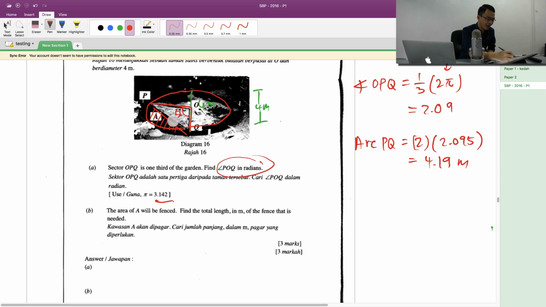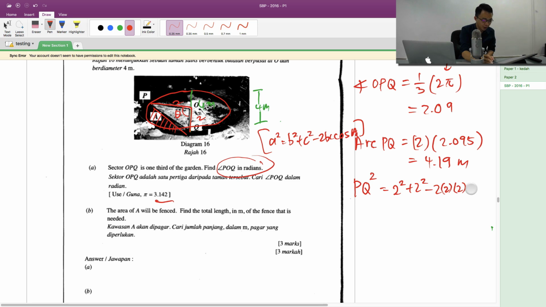And now we have to find the length of PQ. To find the length of PQ, we can use the cosine rule: A squared equals B squared plus C squared minus 2BC cos A. So I can say PQ squared, with sides 2 and 2, equals 2 squared plus 2 squared minus 2 times 2 times 2 times cos 2.095.